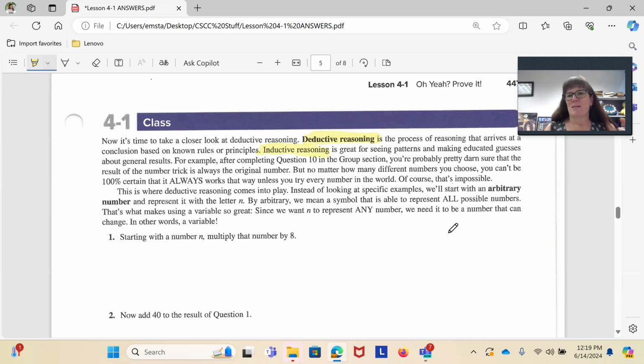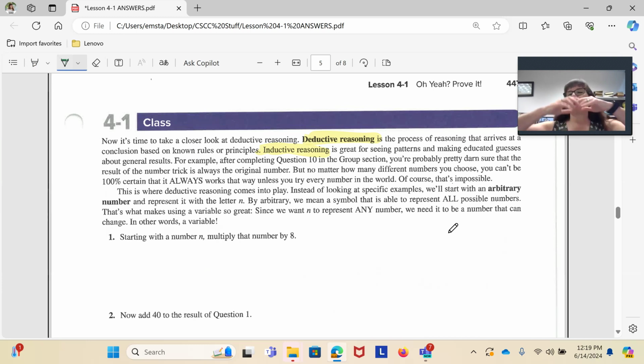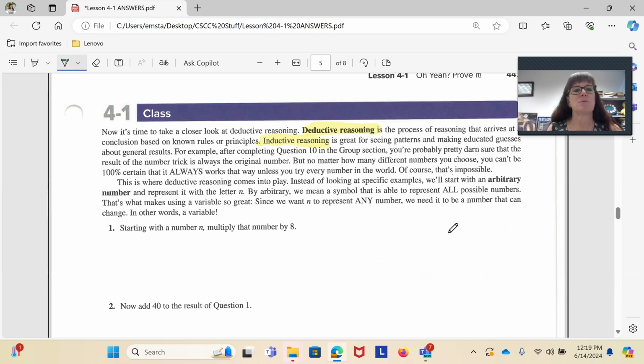We could do tons of numbers. We could do every number we could think of. We could do it for the next hour and a half, but it doesn't prove to us that it always works, that there's not some number that will make it not work. So what we want to do is bring in a variable. So we're going to let this variable be n, and that can stand for any number in the world. So that's representing any number possible.